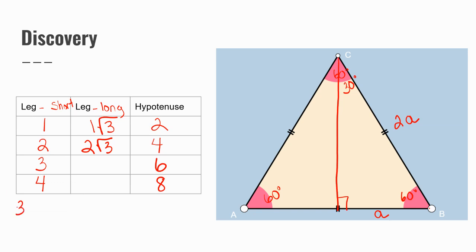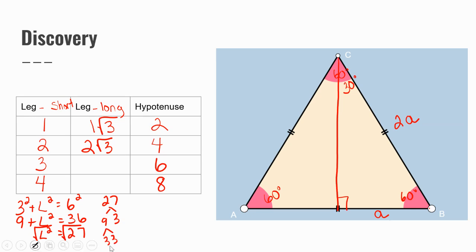So here we have 3 squared plus our leg squared has got to be equal to 6 squared. So 9 plus my leg squared is equal to 36. 36 minus 9 is 27. So when I take the square root of that, 27 is just 9 times 3, and then 3 times 3. So I'm going to circle my set of 3's. So we've got 3 square roots of 3.